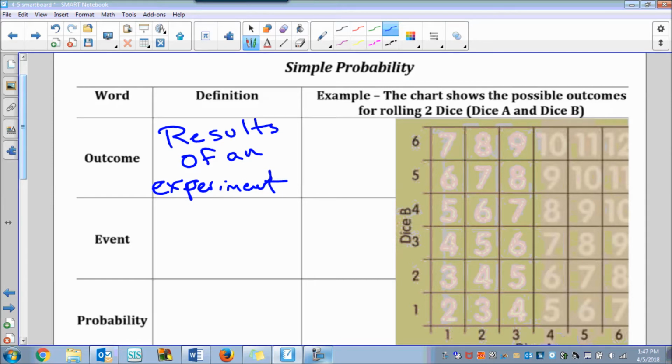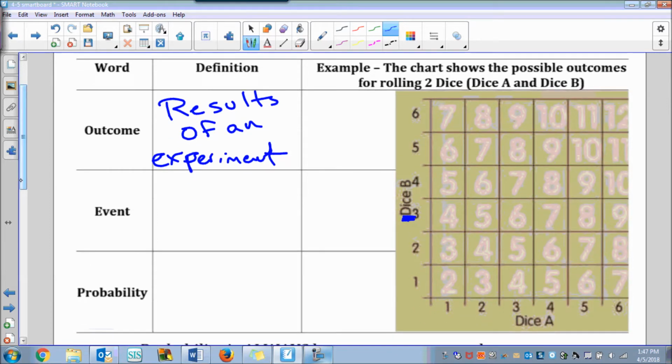So a possible result from this graph over here, we're rolling dice B and dice A. We're rolling 2 dice. They each have 6 sides on them. So we have a bunch of different options. We can roll a 2 through a 12. We can roll anything from a 2 to 12. Rolling a 10 is a possible outcome. On this graph, there's 36 total outcomes.